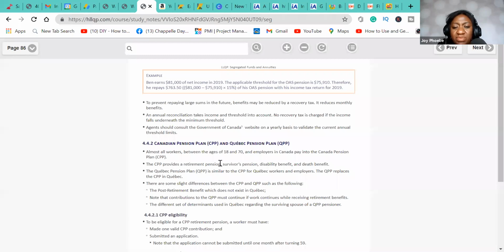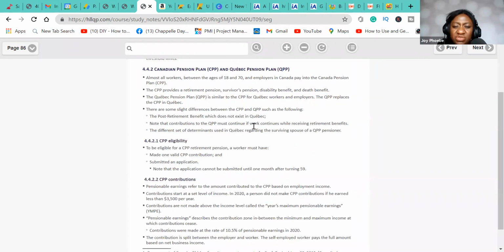Then the next one is Canada Pension Plan, CPP. Almost all workers between the ages of 18 and 70 and employers in Canada pay into the Canada Pension Plan. The CPP provides a retirement pension, survivor's pension, disability benefits, and death benefits. However, the Quebec Pension Plan, QPP, is similar to CPP for Quebec workers and employers. There are some slight differences between the CPP and QPP, such as follows.